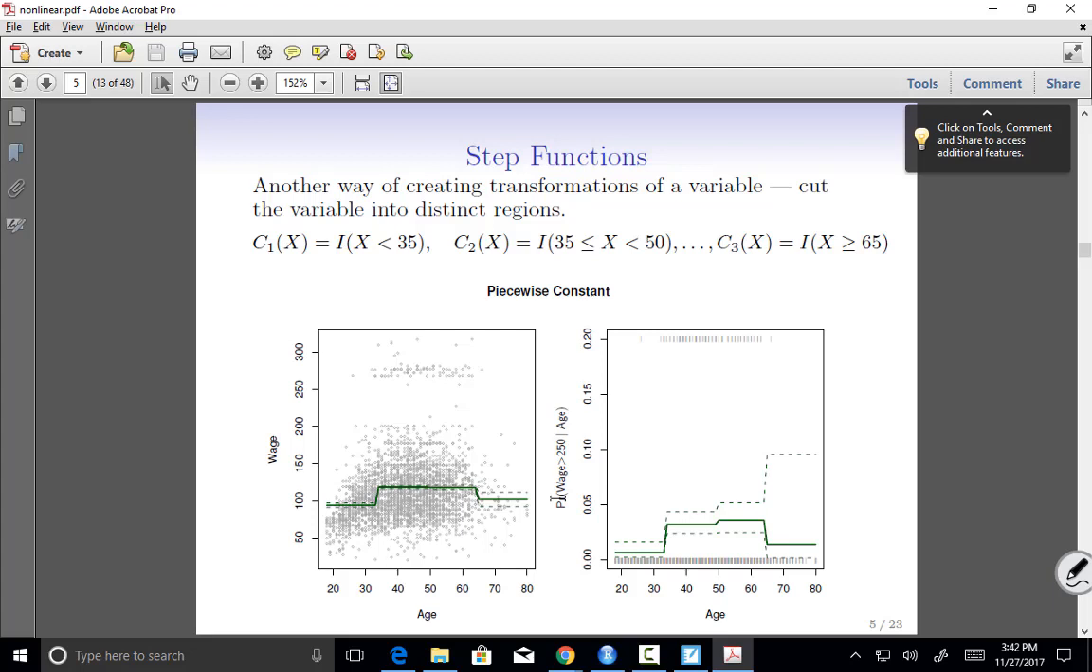A linear function is restricted. Once you tell me one point, I know all the other points. Quadratic, similarly, it's restricted to be of a certain type of curvature. A step function can jump wherever it wants to.